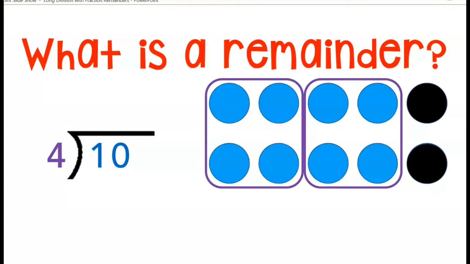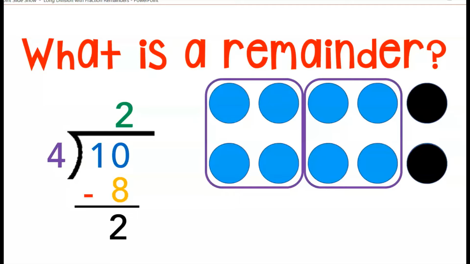10 divided by 4. The first step is to divide. 4 goes into 10 2 times. 2 times 4 is 8, and then we subtract. 10 minus 8 is 2. Our problem is complete because we have no more digits in our dividend to divide.